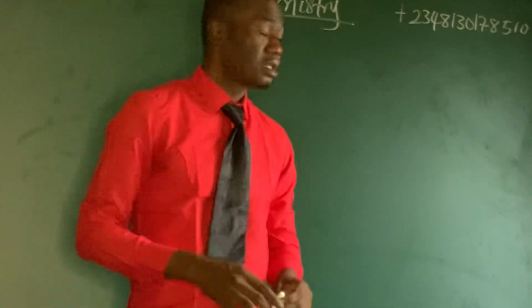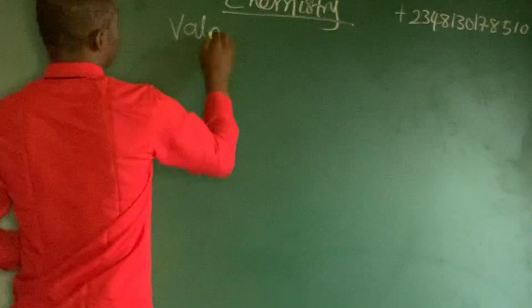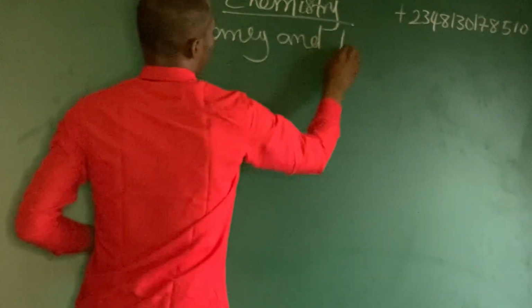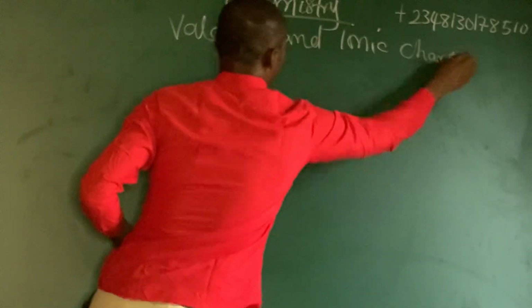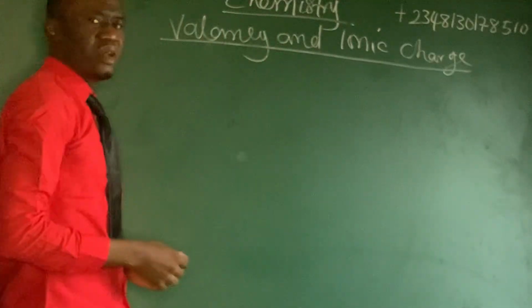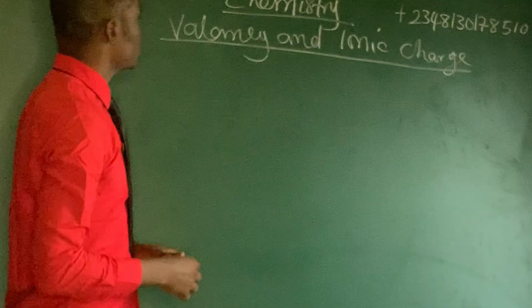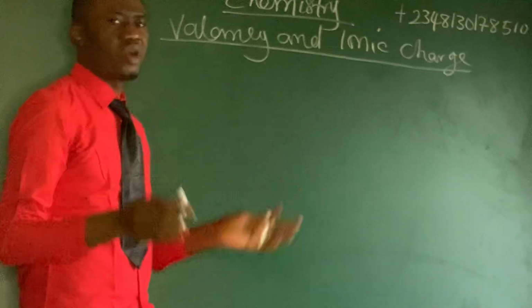Science classes. We want to see the difference between the valency and ionic charge. Valency and ionic charge. This is not the same thing. Before we begin to find the meaning of this, we need to draw the periodic table.